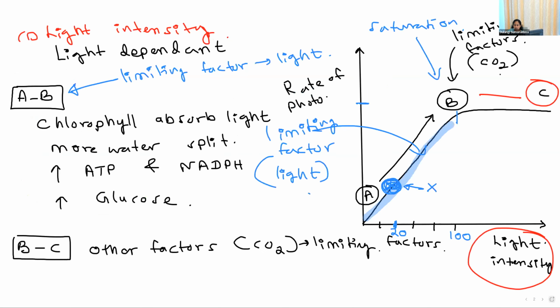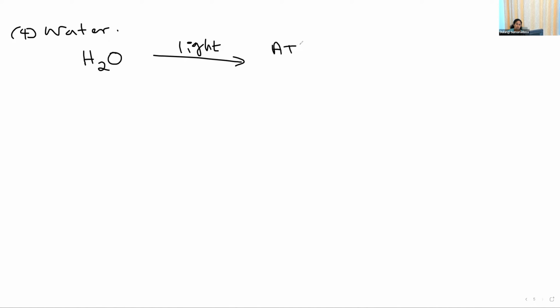So the last one, the factor that limits the rate of photosynthesis, is the availability of water. Okay, so if water is a limiting factor, it's going to affect the light dependent reaction, right? Because the main input of the light dependent reaction is water. So if I have light, I can use the light to split a lot of water molecules to produce energy for the light independent reaction.